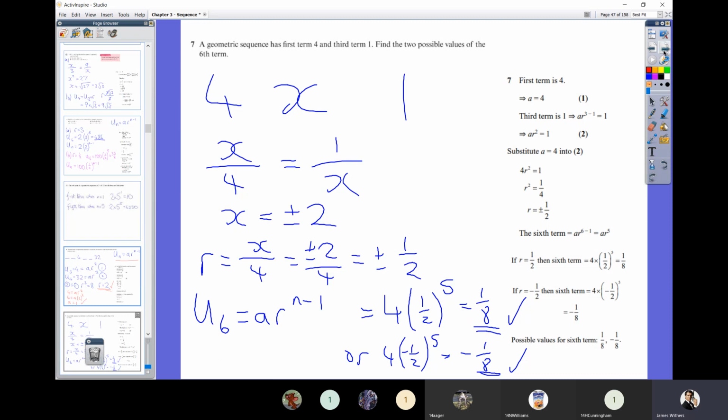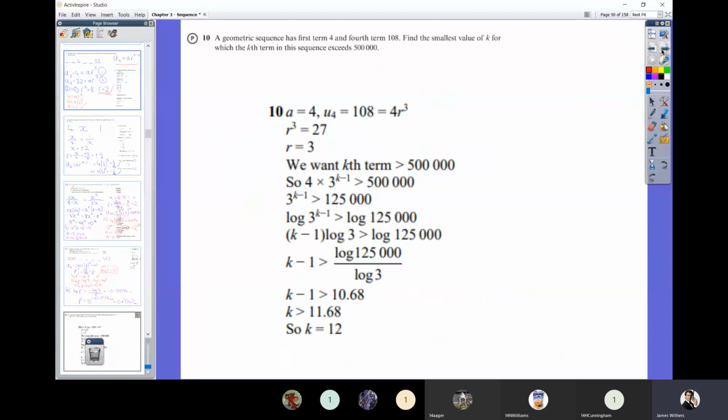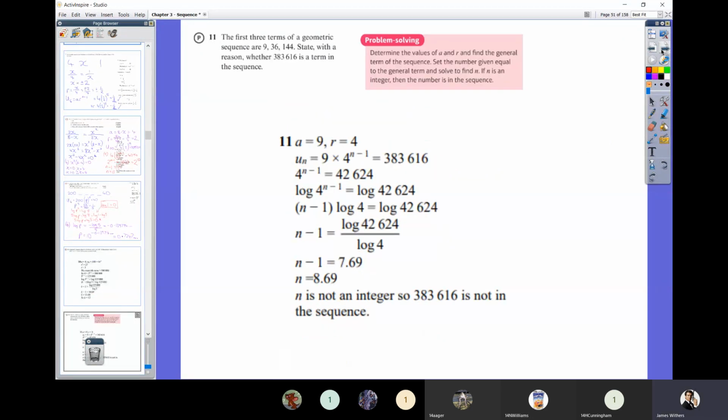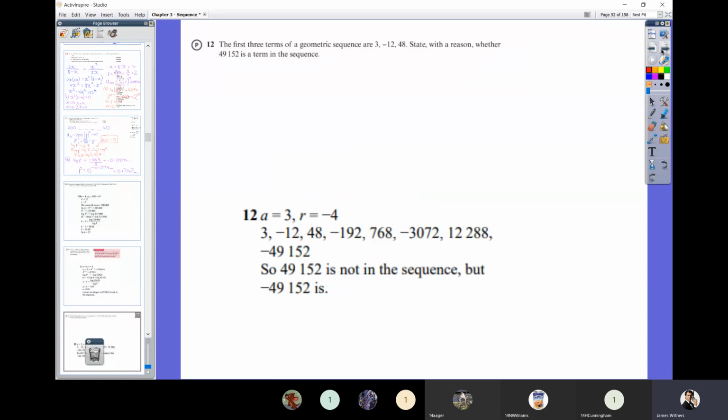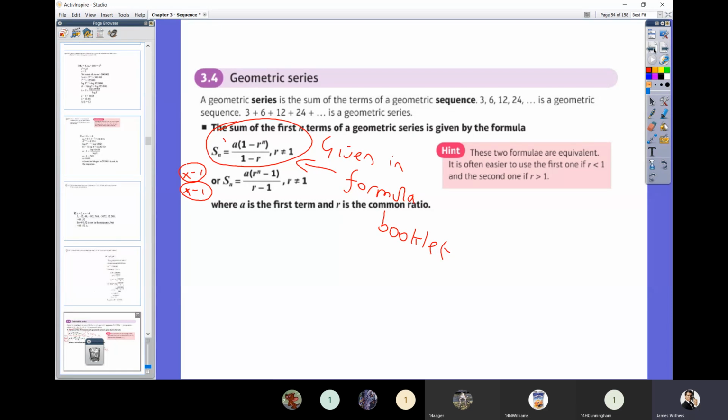I don't think there's anything that we haven't really covered in those examples. There's one of those log ones, another log one. I haven't got around to doing those log ones, so just do a couple of those log ones, and then that takes us on to where we're going to be next lesson.